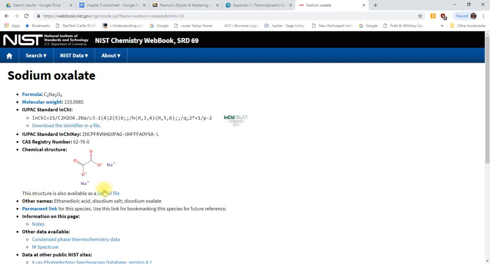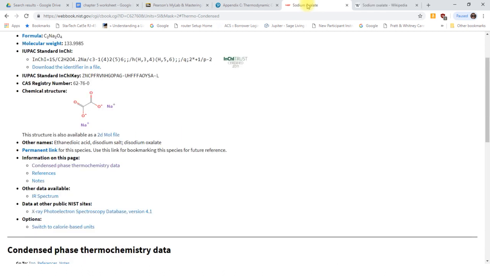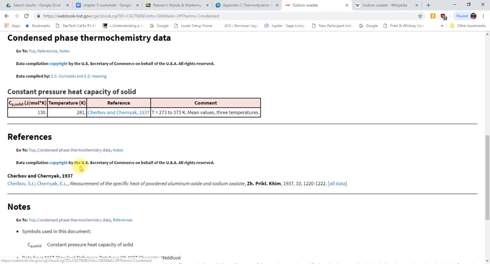All right, so here's our sodium oxalate. We're going to the condensed phase thermochem data. And it looks like, oh, they have the heat capacity there. That's interesting. I wonder why somebody needed to measure the heat capacity of sodium oxalate, which is really, really high. It absorbs a lot of heat because it's a solid.